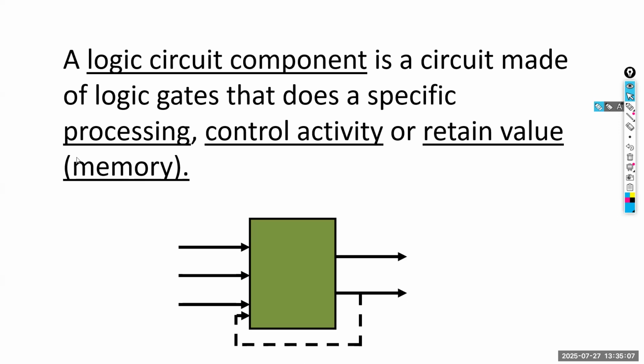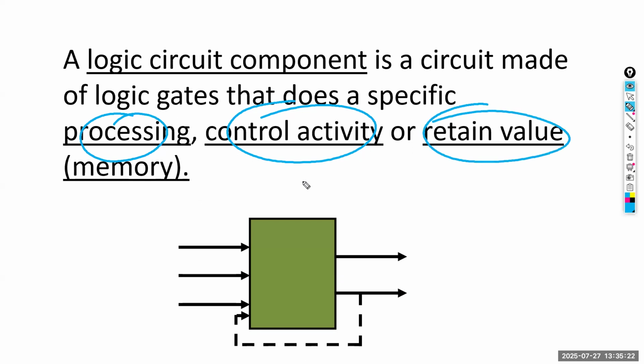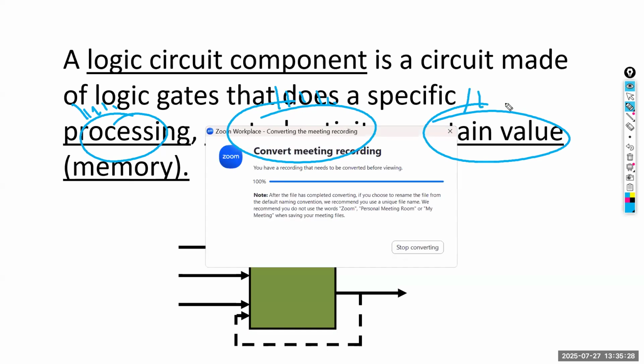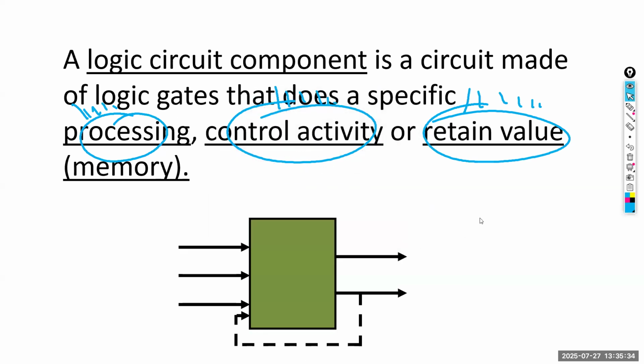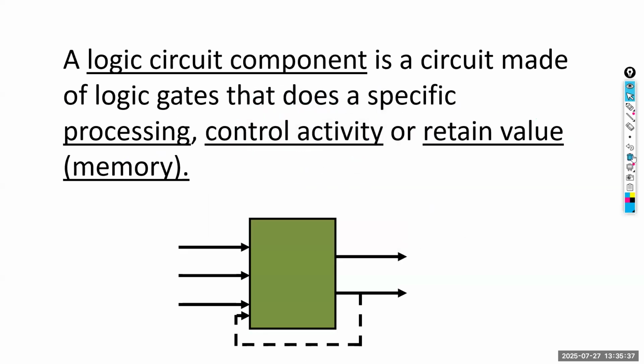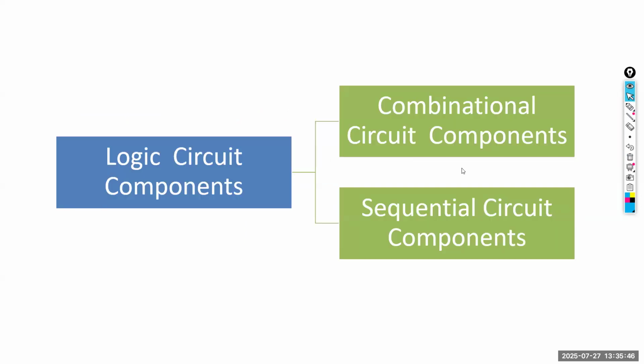So that task can be some processing, or that task can be some controlling, or that task can be to retain a value, that is, memory. So there are three types of usages: processing, controlling, and memory. Right? Processing, controlling, and memory. One component is not going to do all of them when it comes to tiny components, but one of these. And that is the usage wise.